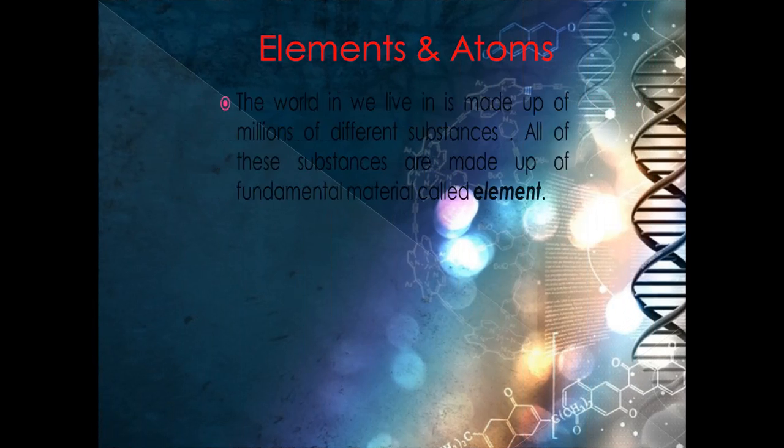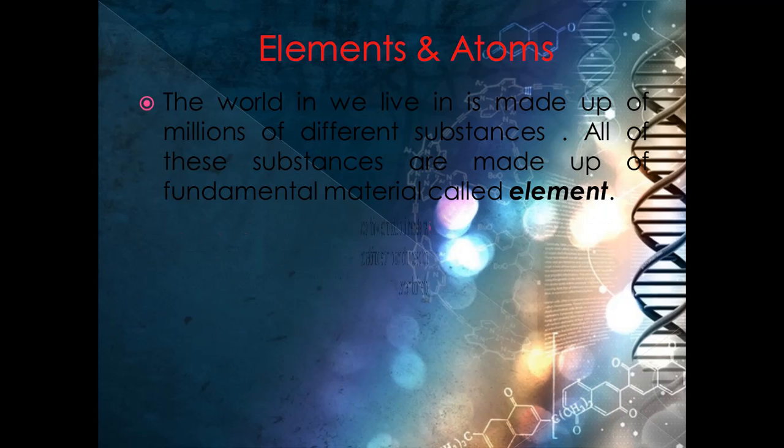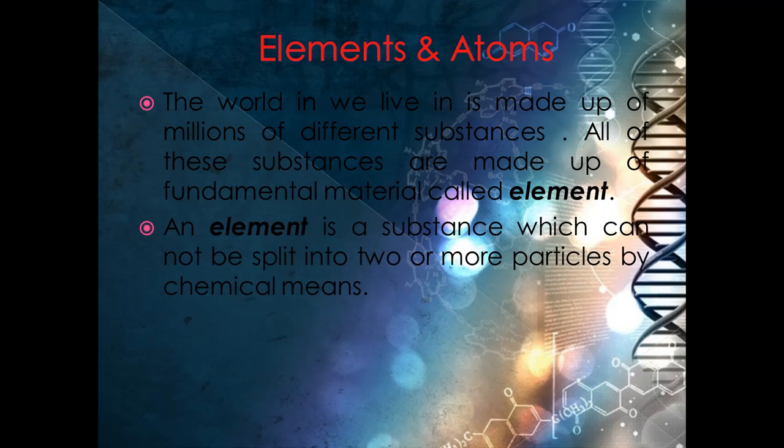So, first of all, elements and atoms. Now, the world in which we live is made up of millions of different substances. All of these substances are made up of a fundamental material called an element. So now we have to define what is meant by the term element. An element is a substance which cannot be split into two or more particles by chemical means. So, you cannot split it into simpler substances.